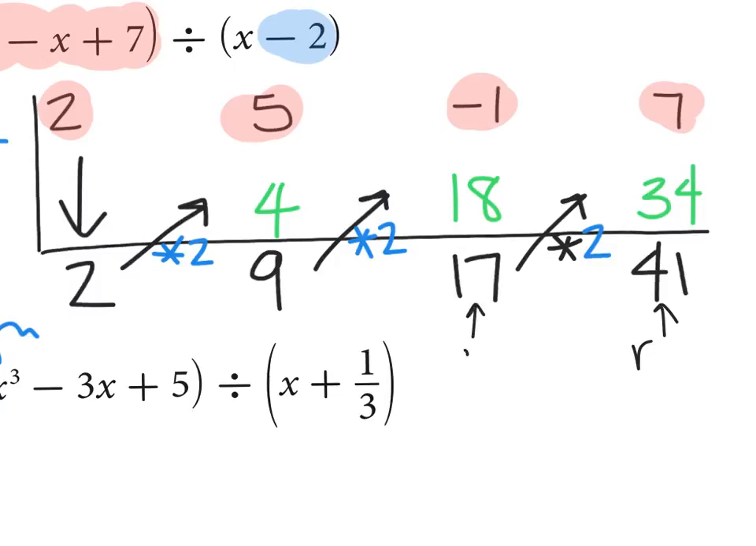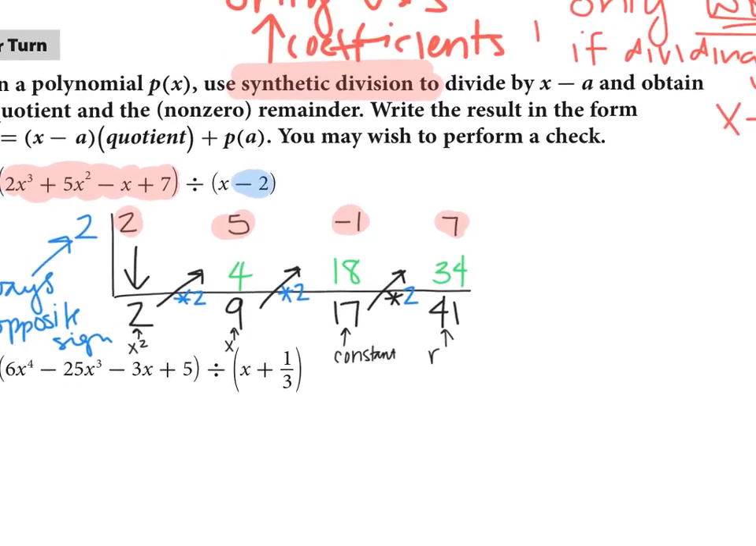The next number is your constant. What does it mean to be a constant? No x. No variable attached to it. So what do you think 9 is? X. And what do you think 2 is? X squared. So this means if I were to physically do long division of 2x cubed plus 5x squared minus x plus 7 divided by x minus 2, my answer would be 2x squared plus 9x plus 17. And remember yesterday we learned to write our remainder as plus 41 over x minus 2.